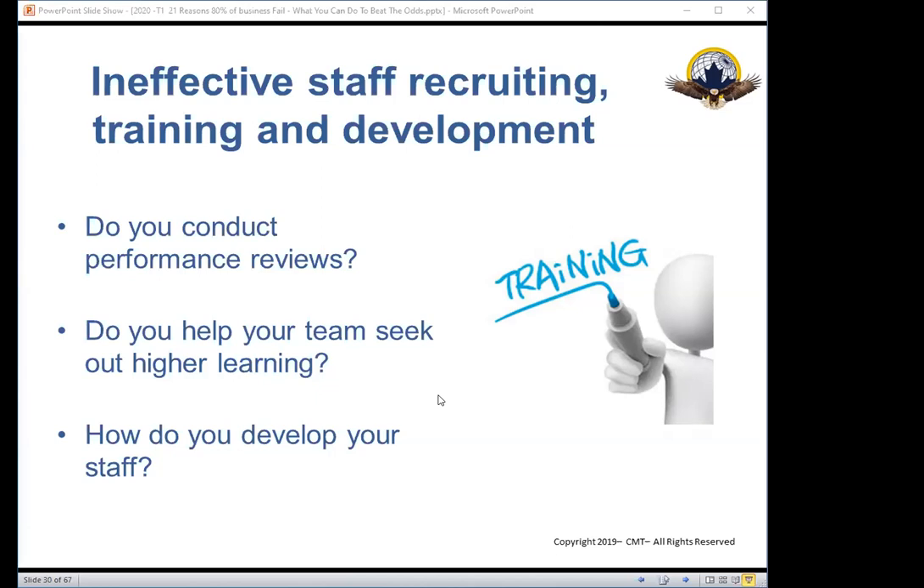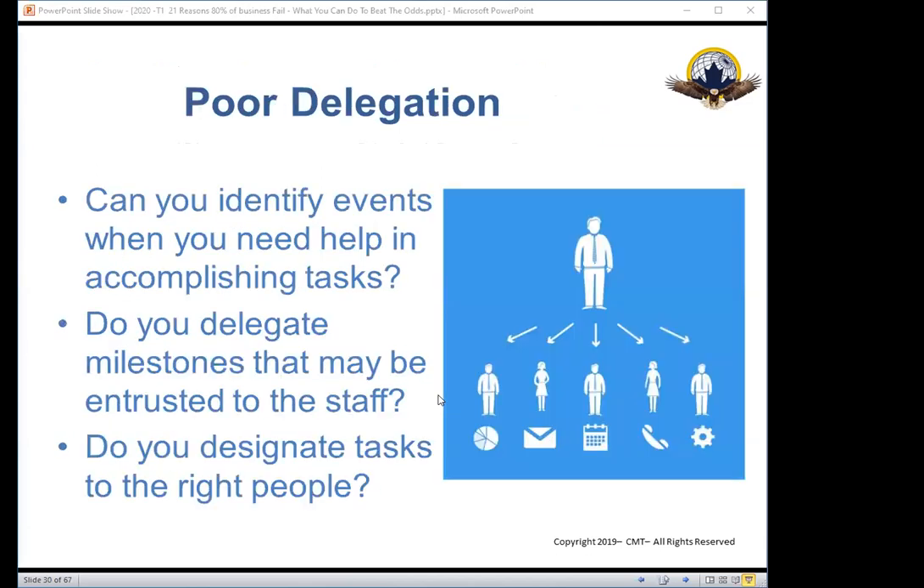So do you have a team that is helping you seek out higher learning? And how do you develop your staff? So everything that we do also applies to your staff training and development. Poor delegation. Oh, wow. We've all learned the lesson of poor delegation. So can you identify events when you need help in accomplishing tasks? Don't do it all yourself.